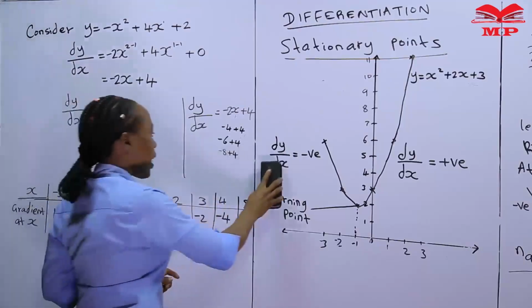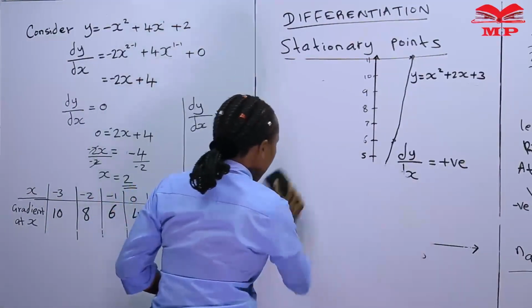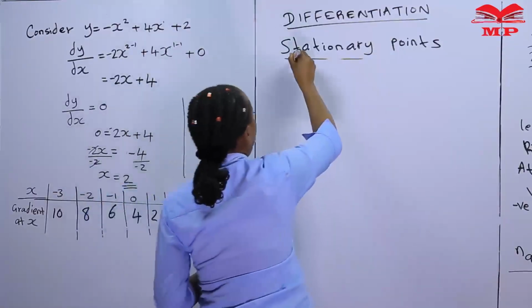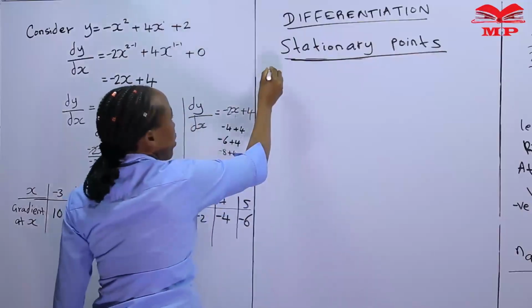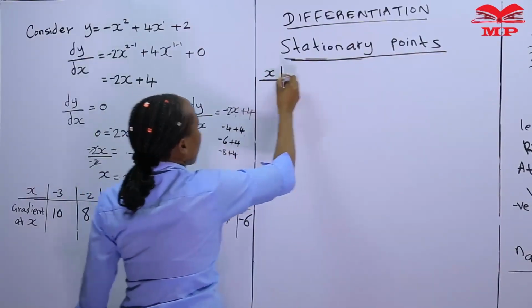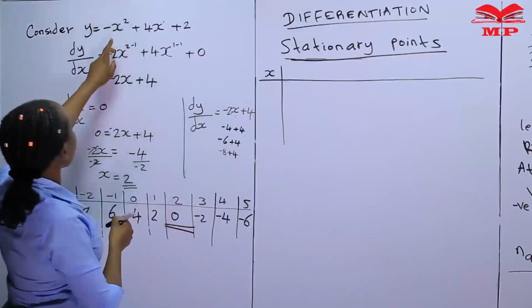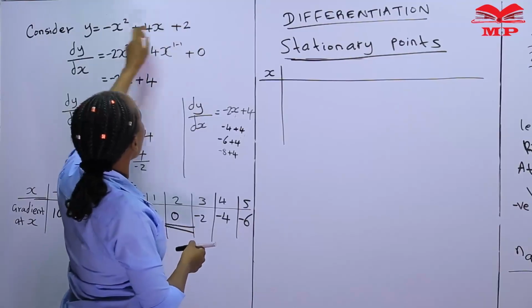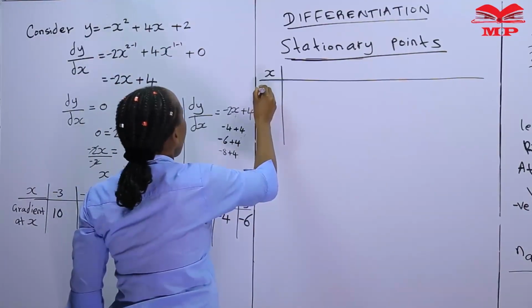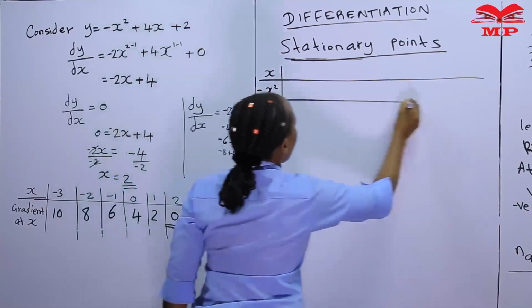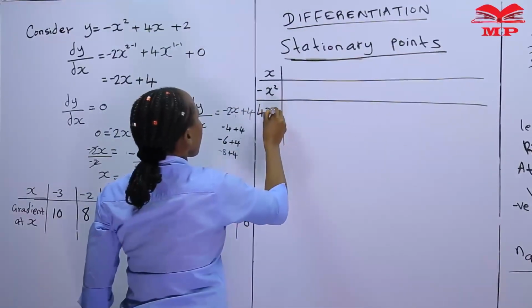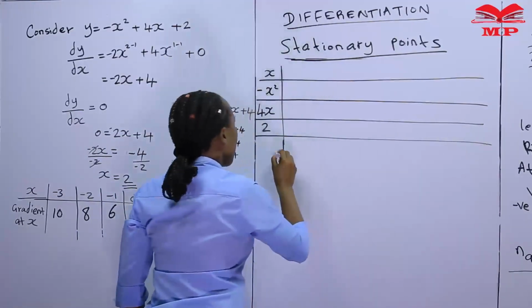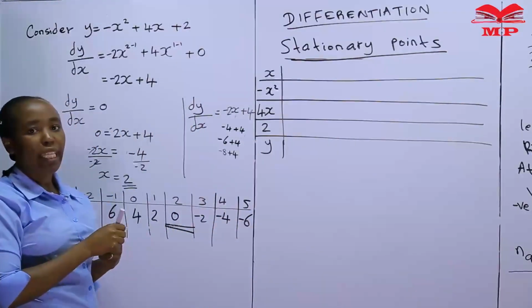So I would like us to plot the graph so that we can see clearly what's happening. We need to plot this curve and get to know the nature of the stationary point. So we'll have the values of x, then this is the curve that we are plotting, y is equal to negative x squared plus 4x plus 2. So we have here the values of negative x squared, then the values of 4x, and finally we are adding 2 all through. Then we get the values of y, and we'll be able to plot that curve.